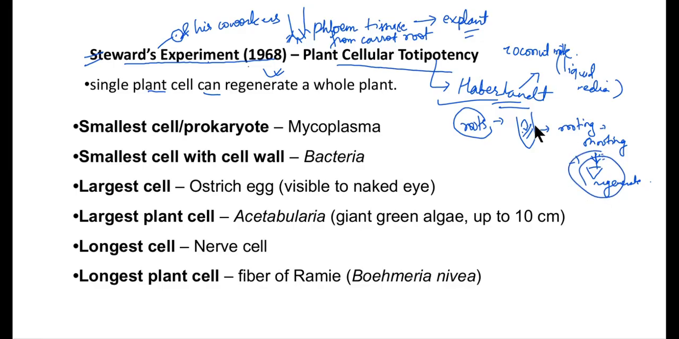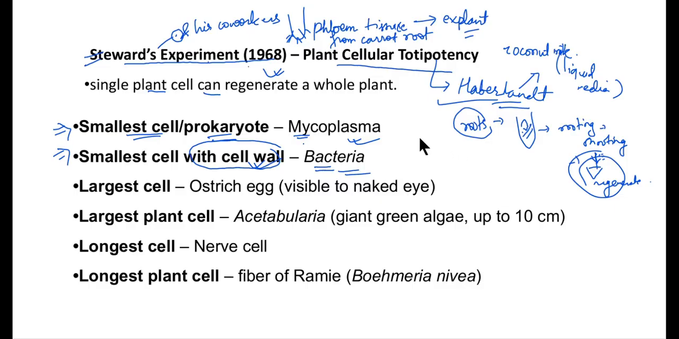Now let me tell you some points that are important for your objective questions. First of all, which of the following is the smallest cell or the smallest prokaryote? Then your answer will be mycoplasma. Talking about the smallest cell with a cell wall, your answer will be bacteria. If there is no mention of with or without cell wall, in that case your answer will be mycoplasma, without cell wall. And if it says with cell wall, then your answer will be bacteria.